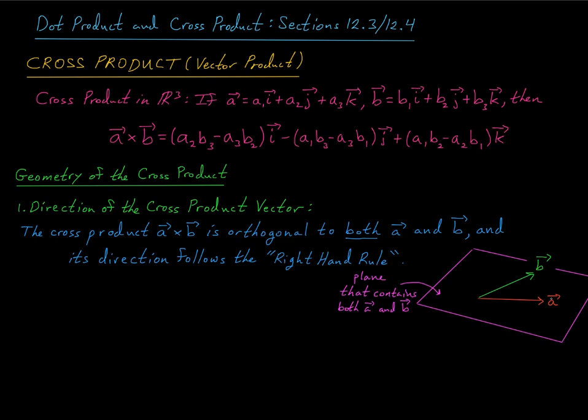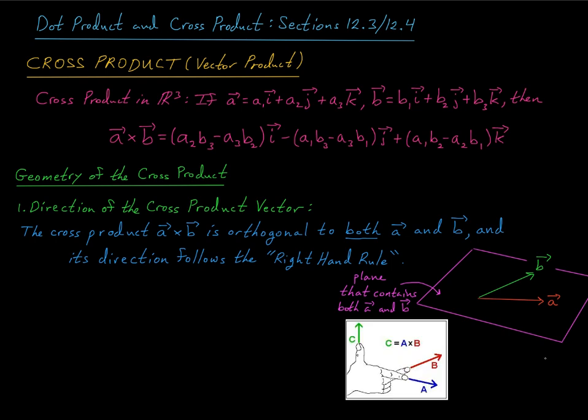I have my two vectors A and B here, and this plane that I've drawn in purple is the plane that contains both of these vectors. Now, if I just tell you that A cross B is orthogonal to both A and B, that would imply that A cross B is orthogonal to this plane. But that doesn't really single out what direction A cross B points in, because the vector could point up and be orthogonal to the plane, but it also could point down and still be orthogonal to the plane. So that's where the right-hand rule comes in.